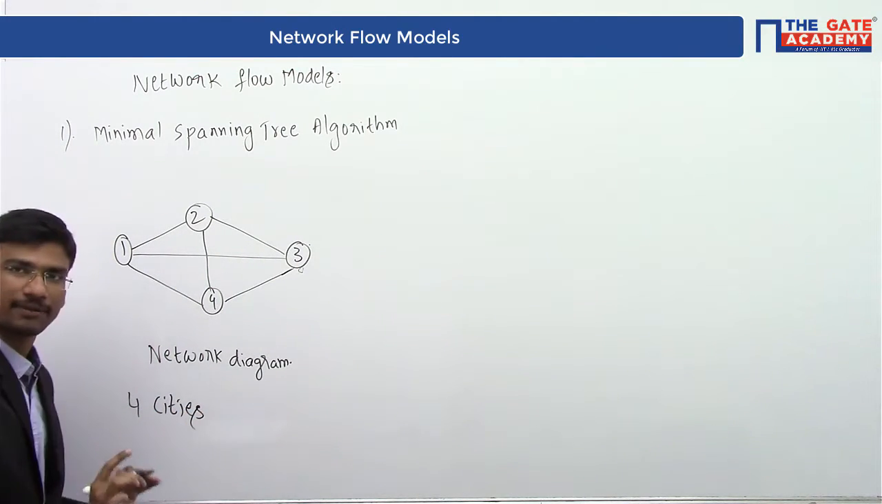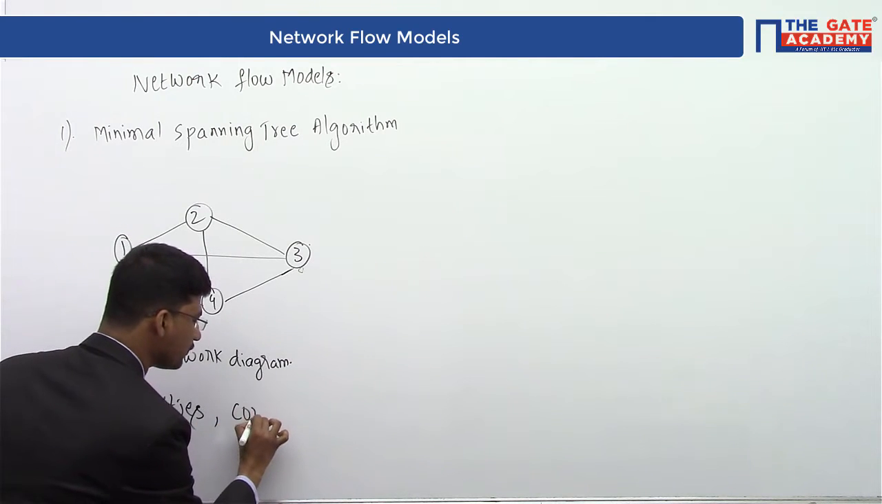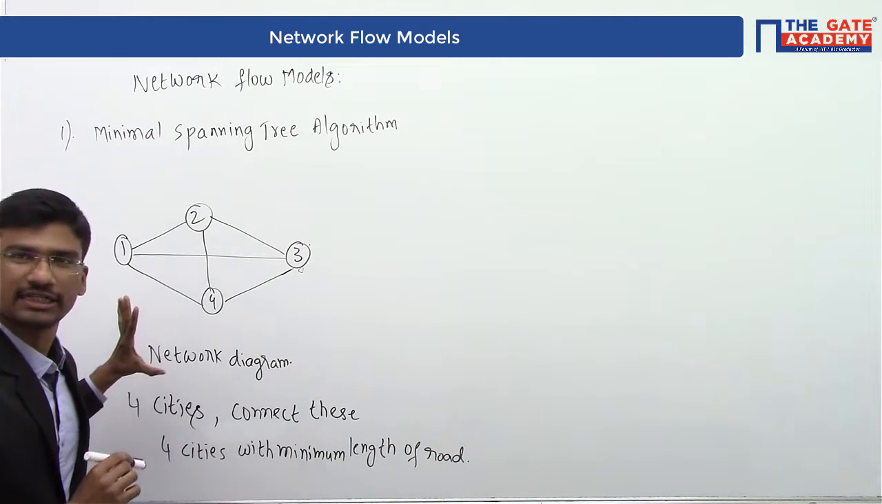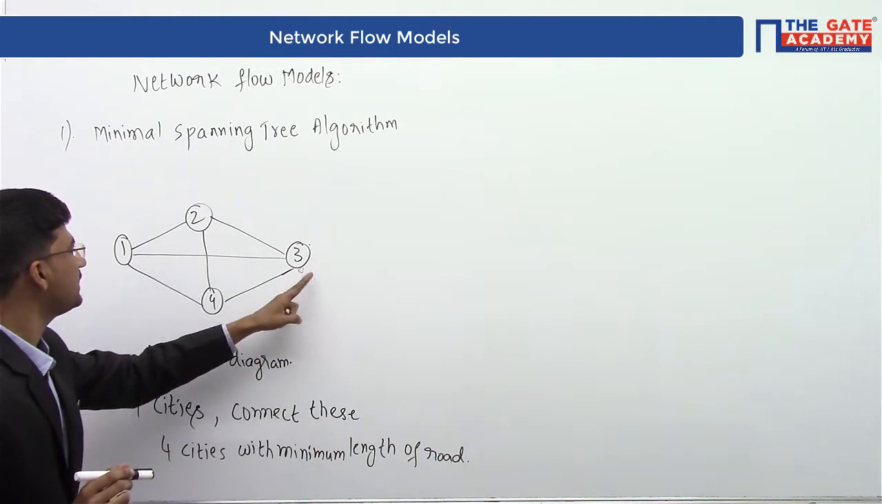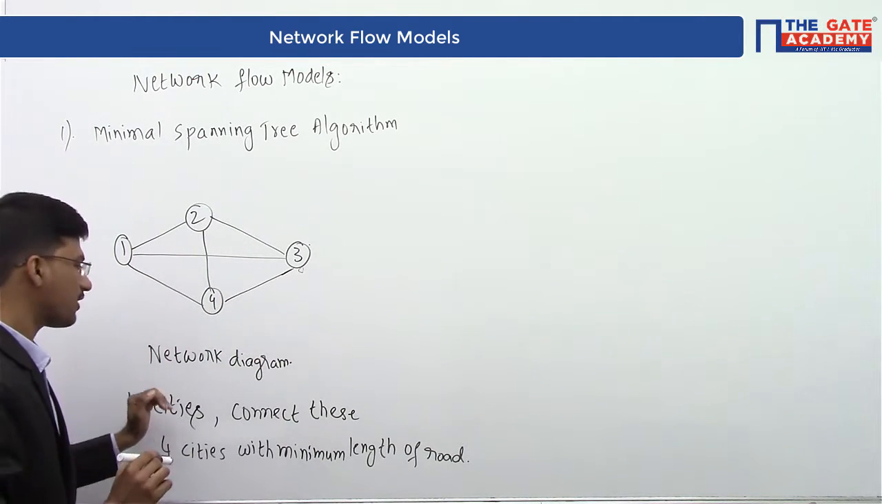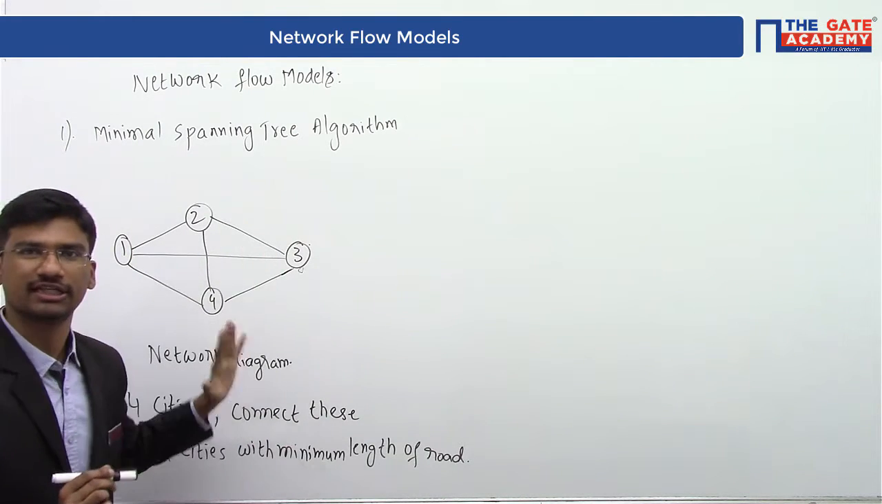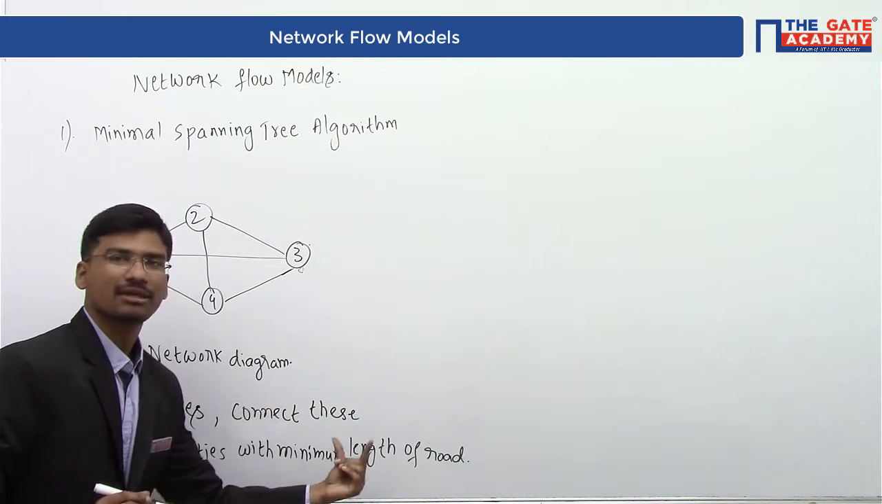So 4 cities are there. Connect these 4 cities. Now we are having 4 cities, maybe 1, 2, 3 and 4. Our task is to connect these 4 cities with minimum length of the road.